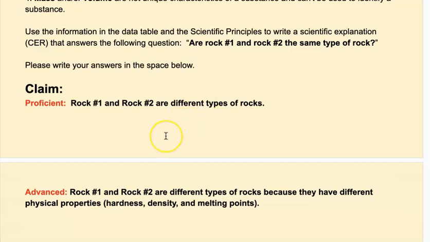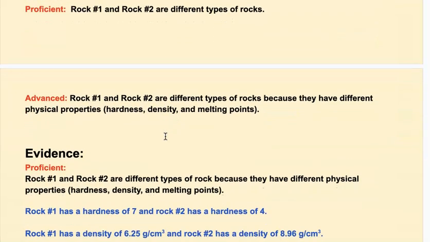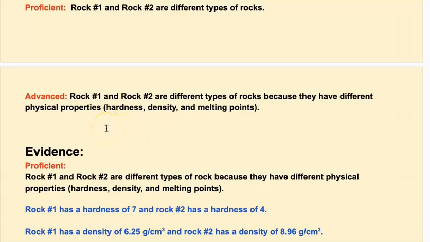Now, we have an opportunity to be advanced. This is what an advanced claim might look like: Rock number 1 and rock number 2 are different types of rocks because they have different physical properties: hardness, density, and melting point. That little bit beyond jumps the proficient CER into an advanced CER.